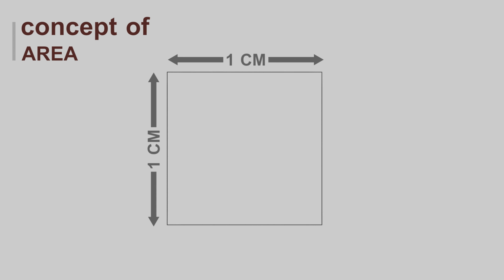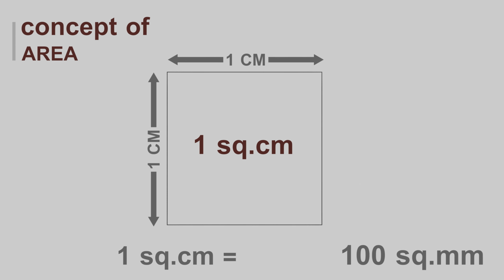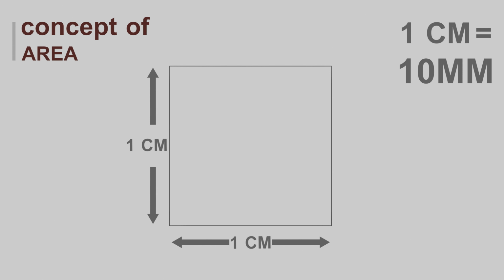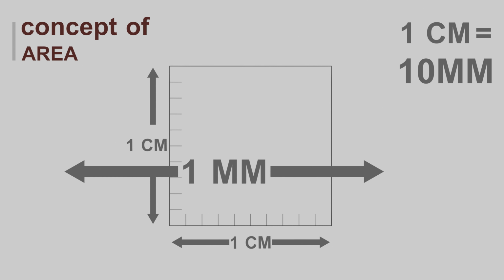This is 1 centimeter square. We know that its area is 1 square centimeter. And I will say this 1 square centimeter is equal to 100 square millimeters. Confused? Let's see how. We know well that 1 centimeter is equal to 10 millimeters. So divide the square's two adjacent sides, each into 10 divisions with 1 millimeter length each.